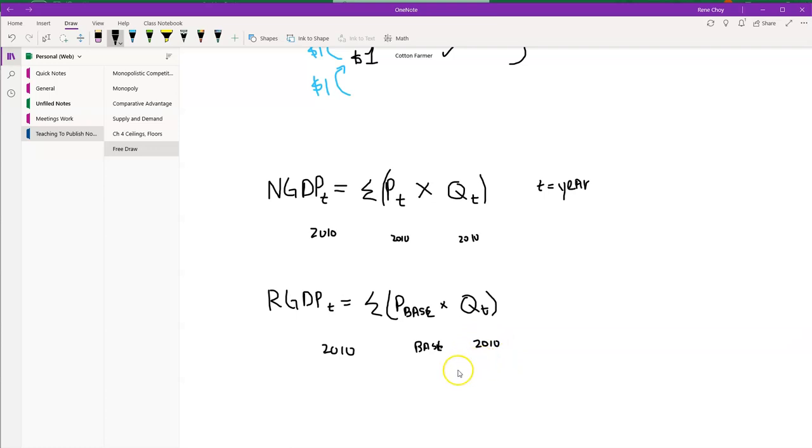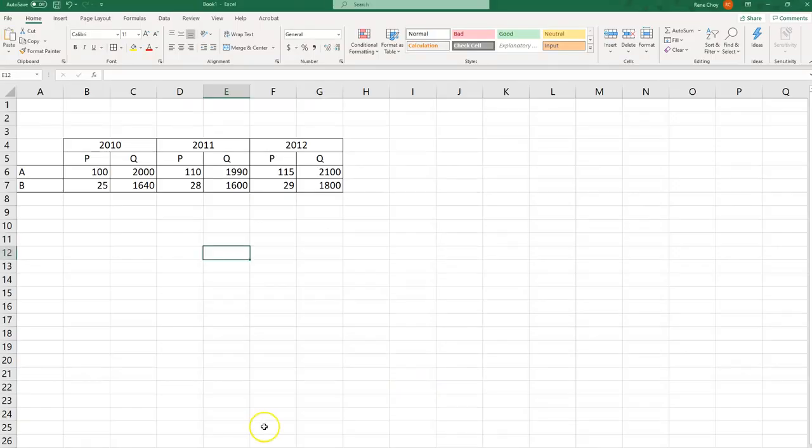All right. Now again, to work this out, let's use Excel. It works a little faster. All right. So let's say we want to calculate nominal GDP for the year 2010. Now let's say that we have these two products here, A and B, that are the only ones that we produce in this economy. And we have the prices and quantities for the year 2010, followed by the prices and quantities for the year 2011, followed by the prices and quantities for the year 2012.